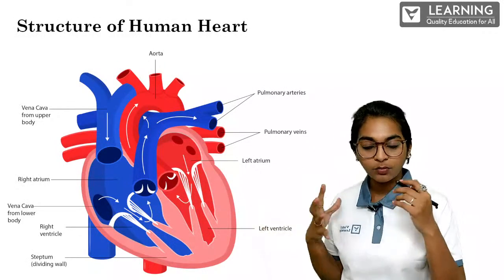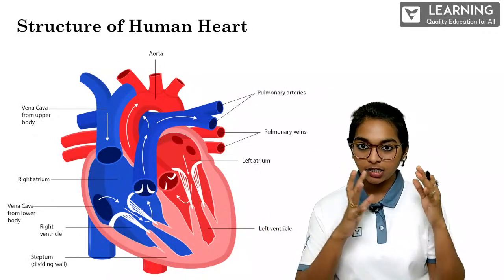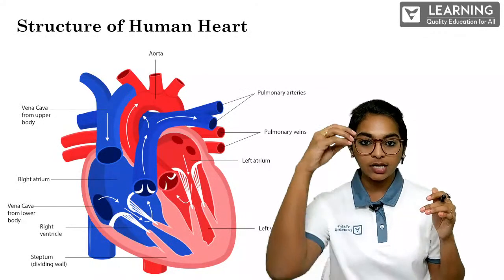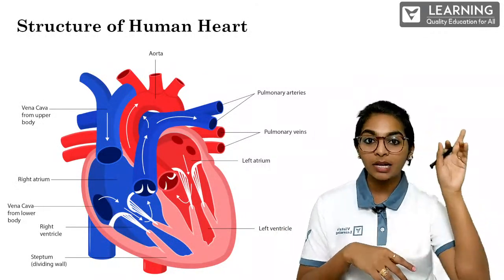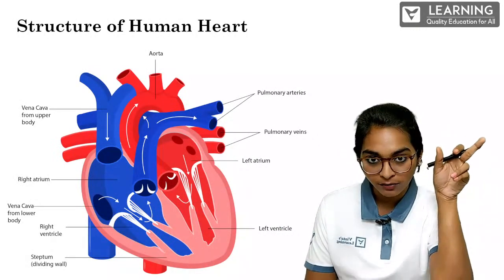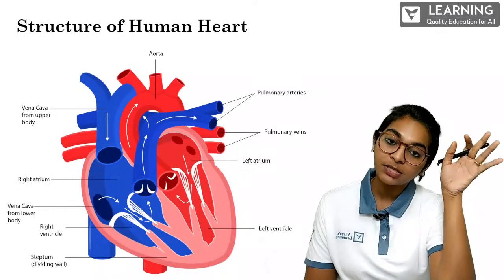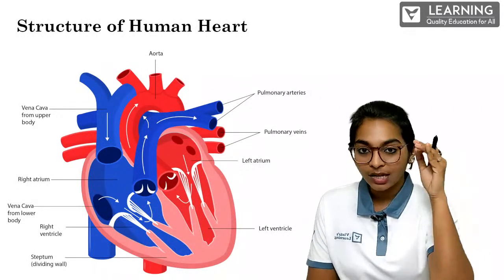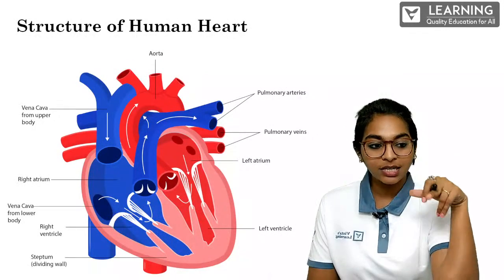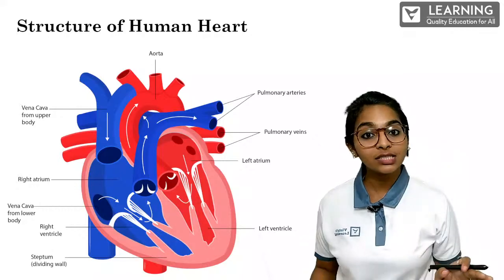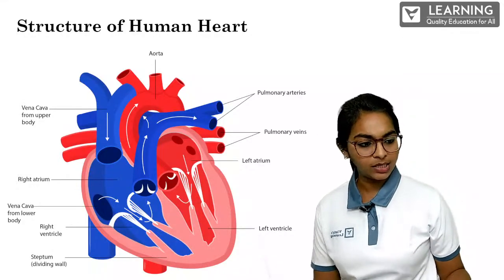So what will happen? Both the vena cavas collect the deoxygenated blood, take it into the atrium, and from the atrium it enters the ventricle, from there to the pulmonary artery. The pulmonary artery carries this blood to the lungs for purification. From there it comes through the pulmonary vein into the left atrium, then the left ventricle, and from the left ventricle it goes to the aorta. Now is it clear? It is very, very simple.